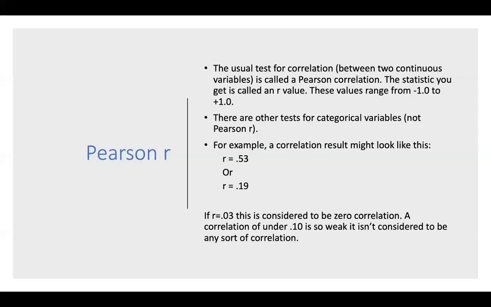So, for example, this is what correlations look like when you look at them on paper. R equals 0.53 or R equals 0.19. That's what your R value will probably look like. It's 2 decimals. If you've got R equals 0.03, zero correlation. You could say, well, R equals 0.03 to be exact, but it's pretty much no correlation.